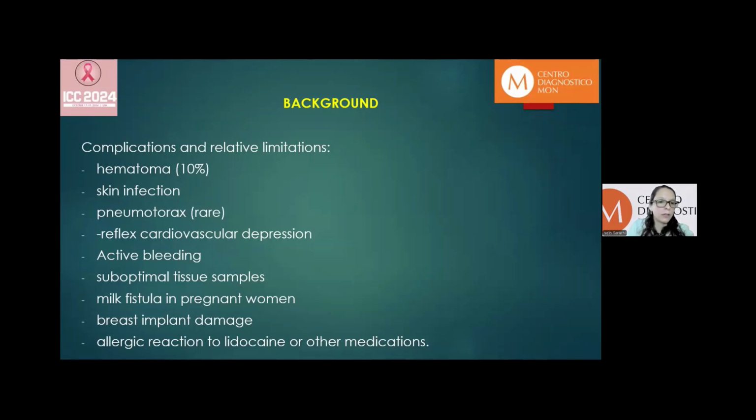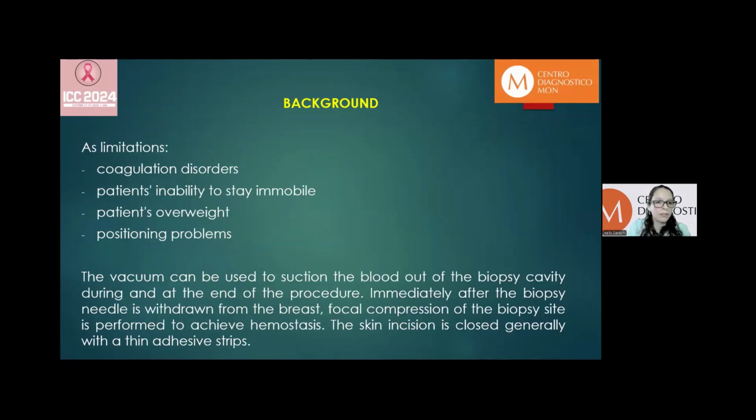Other complications are pneumothorax, active bleeding, suboptimal tissue samples, and breast implant damage. Limitations are coagulation disorders, patients' inability to stay immobile, overweight, and positioning problems. Vacuum needle can be used to suction the blood out of the skin during and at the end of the procedure. Immediately after biopsy, the needle is withdrawn from the breast, and local focal compression on the biopsy site is performed to achieve hemostasis.